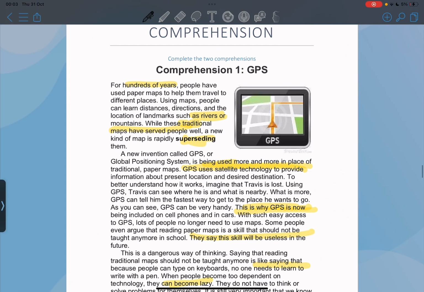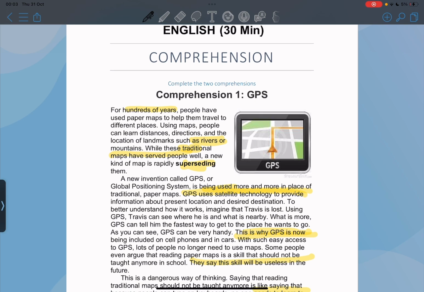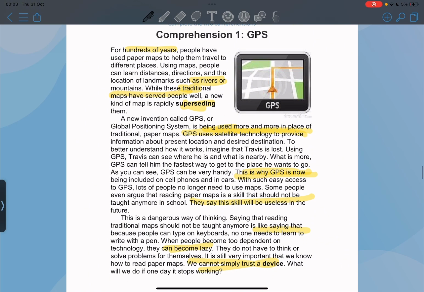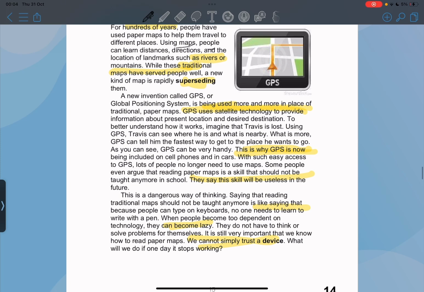Okay, moving on to the English section now. We're on comprehension 1, which is GPS. So this passage seems to be talking about navigation methods and how we used to navigate, and also in these 2 paragraphs it's talking about how it's important to still have this skill of being able to navigate and not relying on these new things like GPS technology, right?